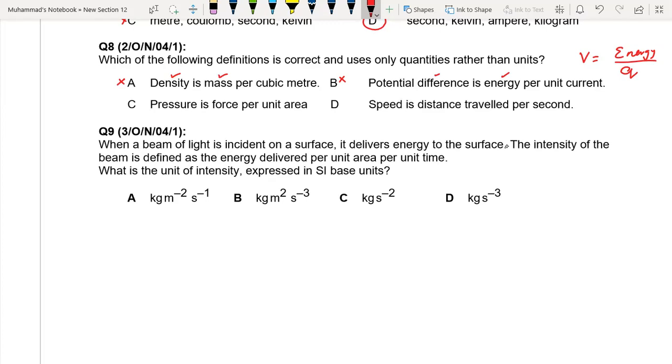Pressure is force per unit area. Pressure is quantity, force is quantity, area is quantity, and this formula is also correct because pressure is defined as force per unit area. So question 8, C is correct option.